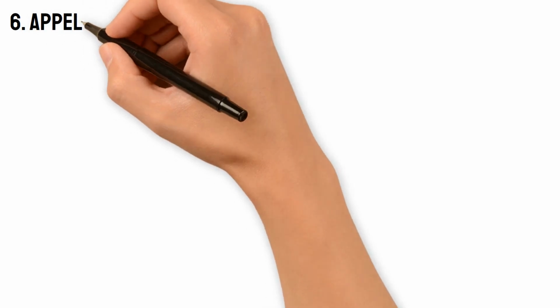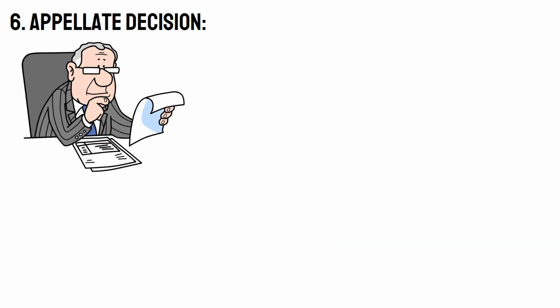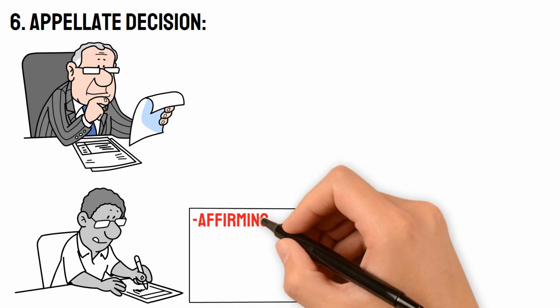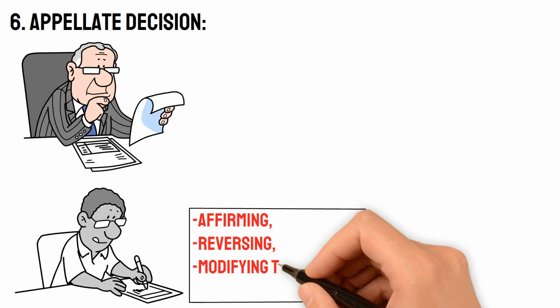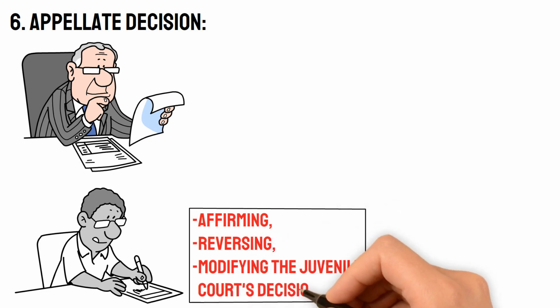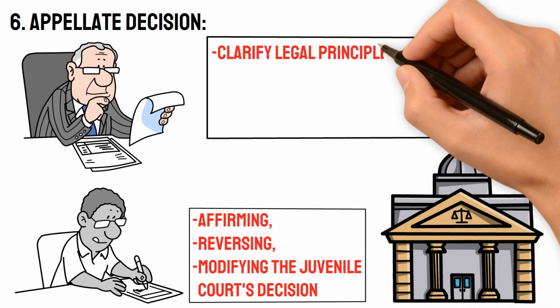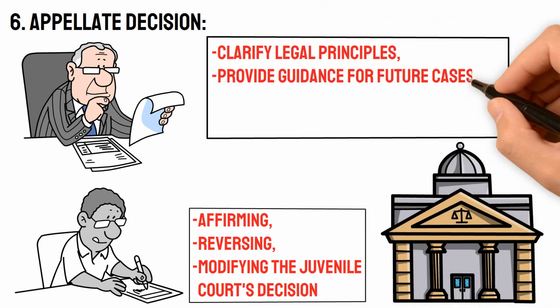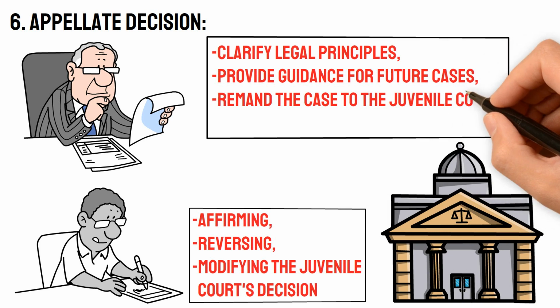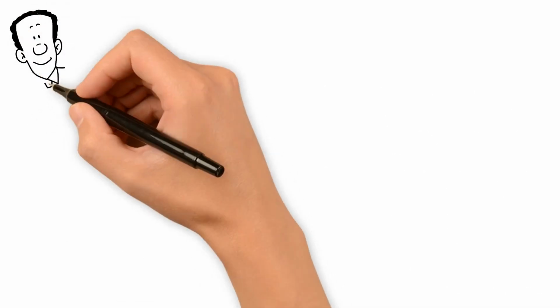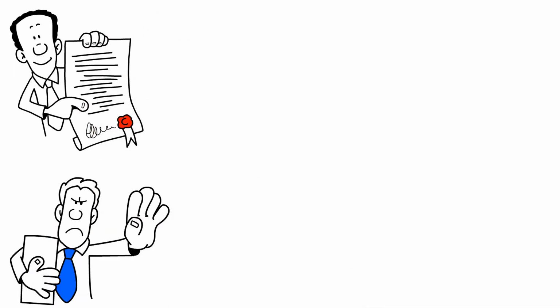6. Appellate decision. After reviewing the parties' briefs and the record on appeal, the appellate court issues a written opinion either affirming, reversing, or modifying the juvenile court's decision. The appellate court's decision may clarify legal principles, provide guidance for future cases, or remand the case to the juvenile court for further proceedings.